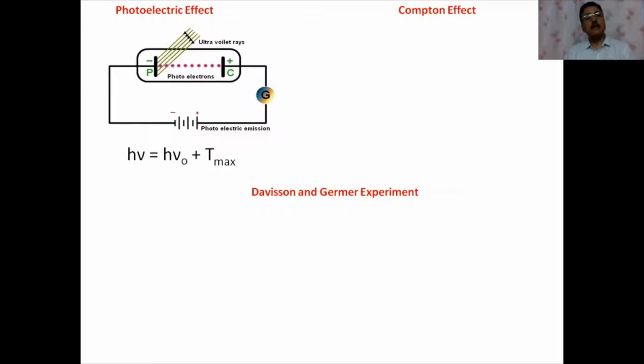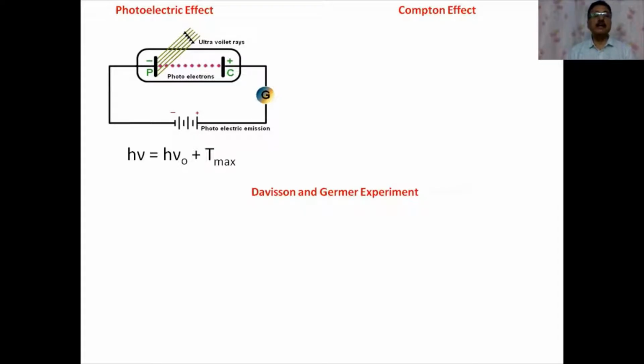And therefore, the quantum theory had to come up, and Einstein gave this relation: h nu is the energy of the incident radiation, h nu naught is the work function of the metal, and T maximum is the maximum kinetic energy taken away by the electron.